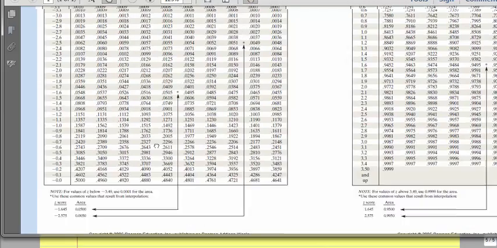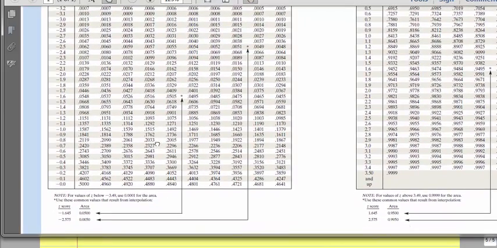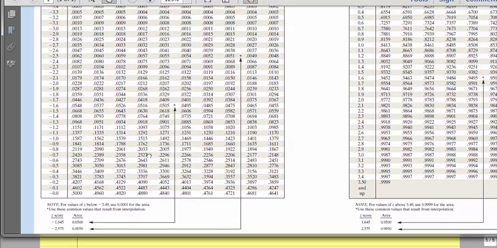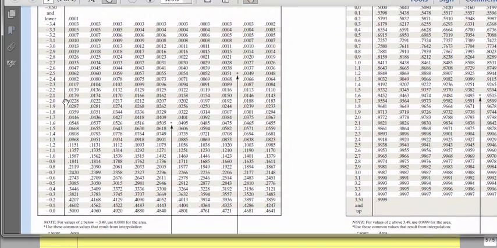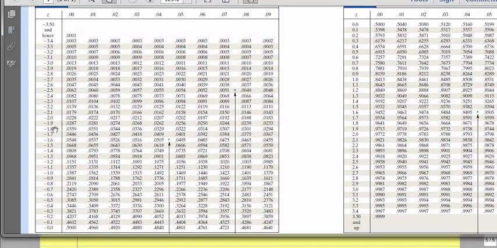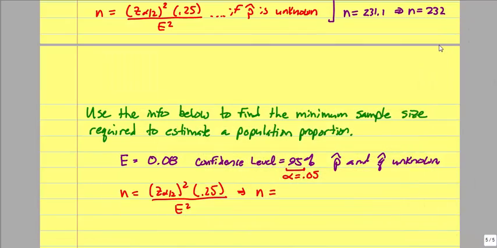And if we look on our normal tables under 0.025, what we're looking at inside the tables is 1.96. Now it doesn't matter if we use a positive or a negative value here, because when I square it, it'll become positive.